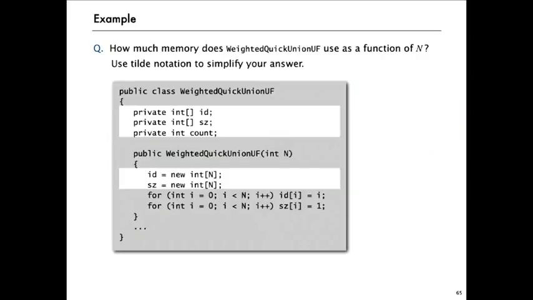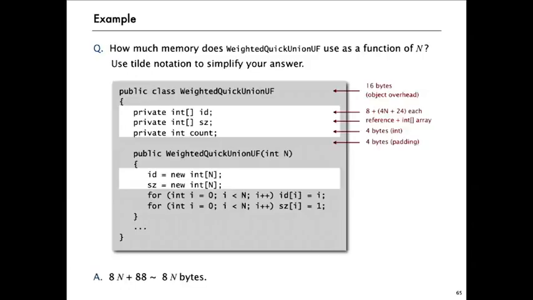So as a simple example of memory use analysis, let's take a look at how much memory our weighted quick union UF function from a few lectures ago uses as a function of n. There are only a couple of memory elements, and each one of them is easily analyzed using the basics that we just gave. It's an object, so there's 16 bytes of object overhead. There are 2 int arrays. Each one of them has array overhead of 24 plus 4n for the n entries. Each of the n entries takes 4 bytes. And then there's 4 bytes for the count, and there's 4 bytes for the padding, and if you add it all together, it's 8n plus 88, which is tilde 8n.